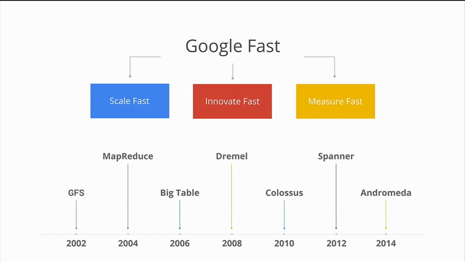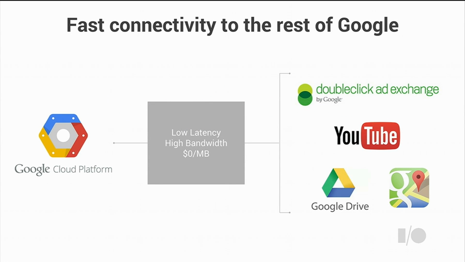Not only do you get all of these when you use Google Cloud Platform, but you also get fast connectivity to the rest of Google at no extra cost. So if you want to consume Google search results, YouTube videos, maps data, finance data, you can do so at no additional cost. If you were using another cloud provider, you would probably have to pay some additional charges in order to get that data into the cloud.